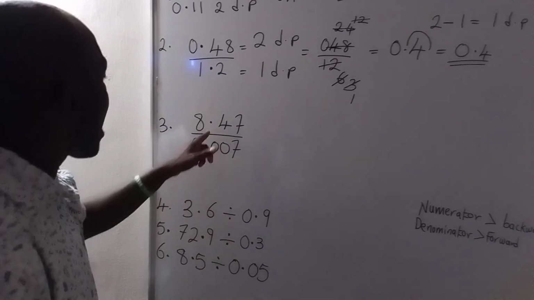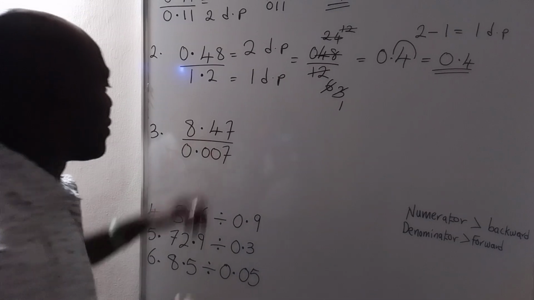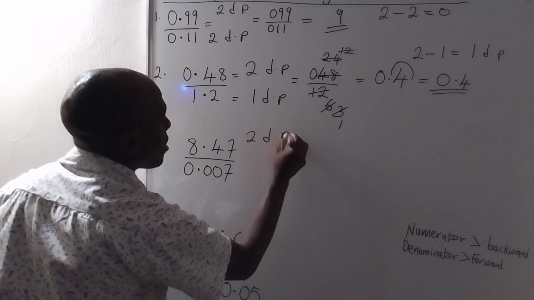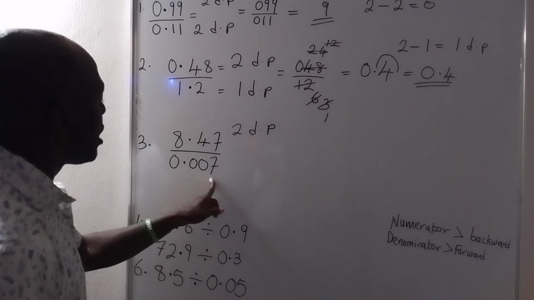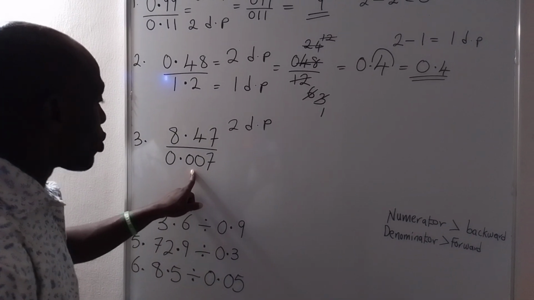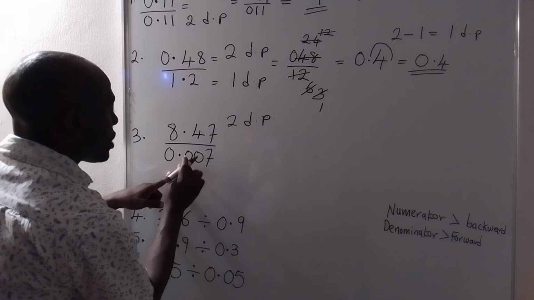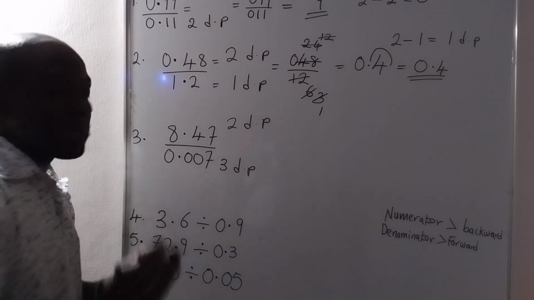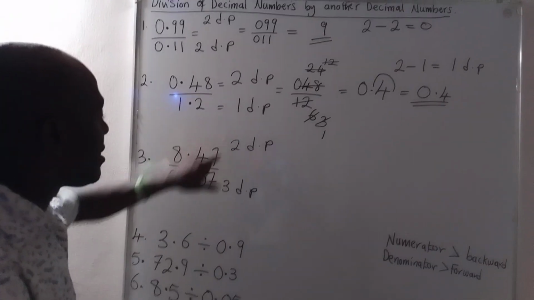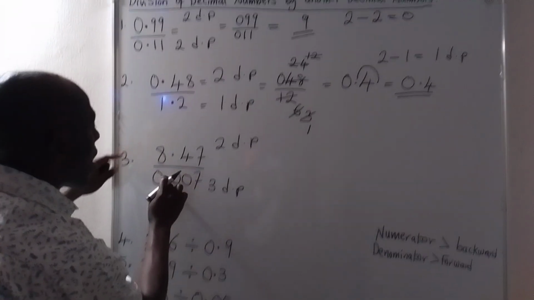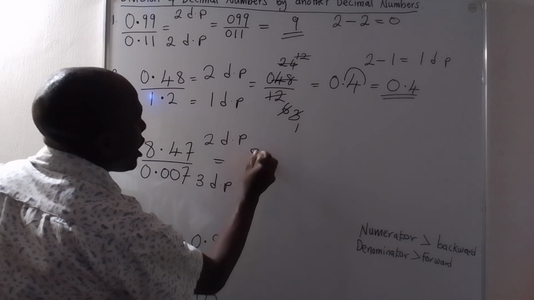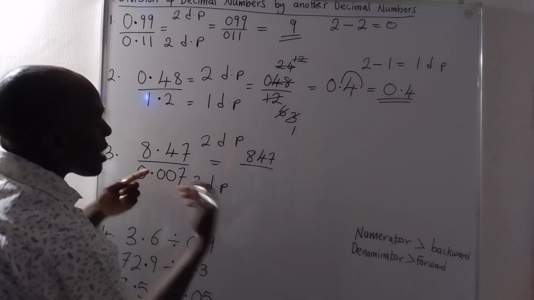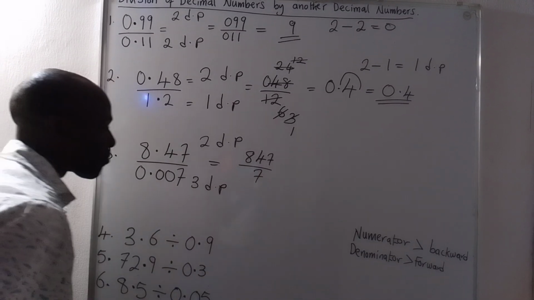How many decimal places is the numerator having? We have 1, 2. We have 2 decimal places. How many decimal places is the denominator having? We have 1, 2, 3. It has 3 decimal places. Like I said before, after counting the decimal places, you now remove the decimal points. So we have 847 divided by 007, which is the same thing as 7.